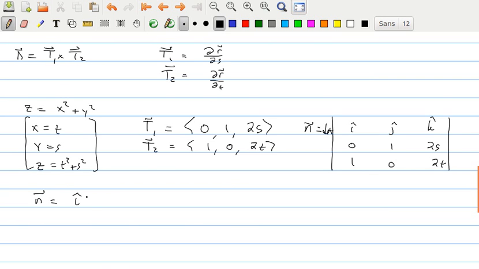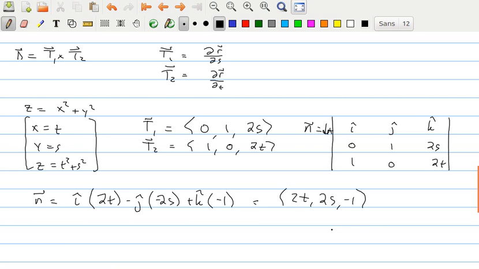on the i component we've got this multiplication right here, 1 times 2t minus 2s times 0, so that's just 2t. In the minus j component we've got 0 subtract 2s times 1, so negative 2s. And then in the k component we've got this multiplication right here, which is 0 subtract 1, so negative 1. So if we write this out, this is the vector 2t, 2s, negative 1.